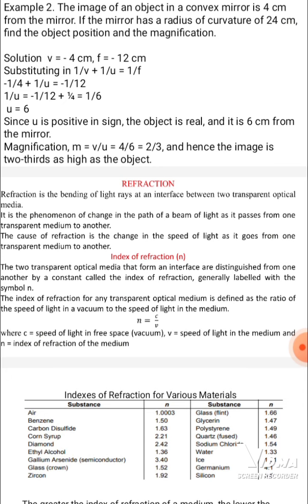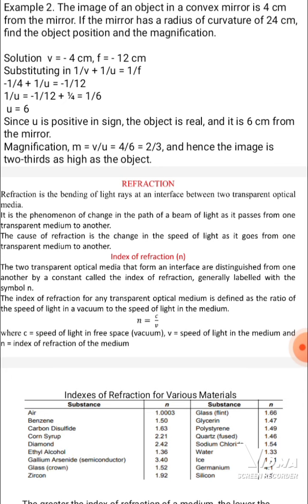Similar to what we did, but in this case, it is a convex mirror. Because it is a convex mirror, the reflecting surface is behind and the focus is behind, so it's going to affect the signs. V is given to be 4 centimeters, but because it is a convex mirror, your V is now minus 4 centimeters.